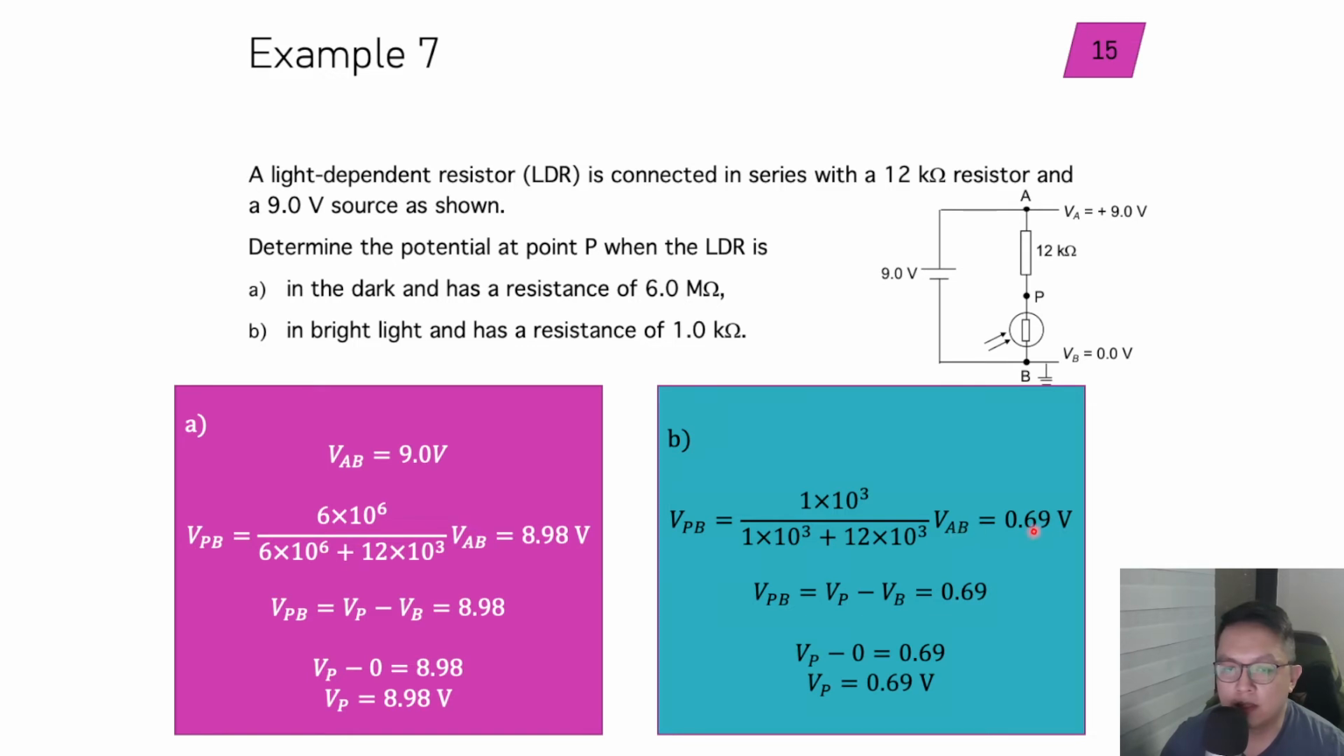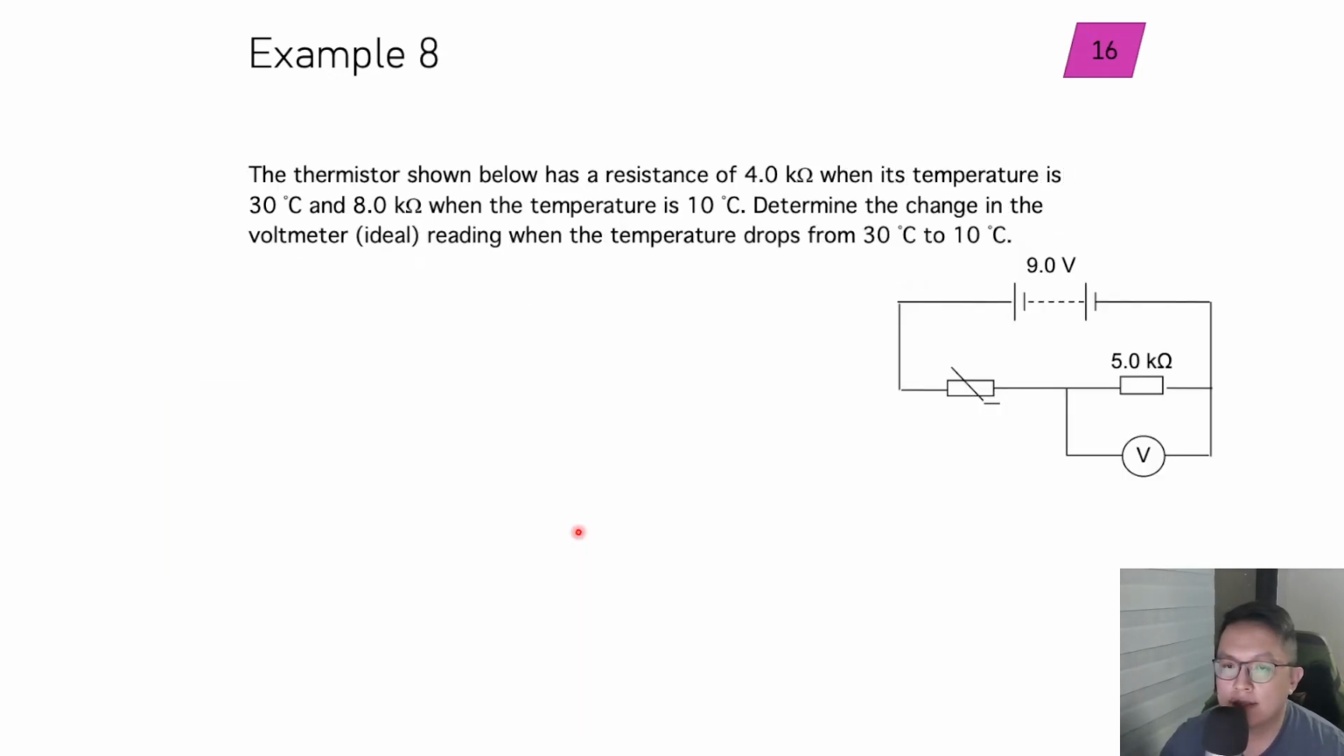Now realize, this potential difference is only 0.69 volts compared to the 8.98 previously. Doing the same calculation, we can get VP to be 0.69 volts. So I think it's quite straightforward here. You can just use the normal potential divider equation.